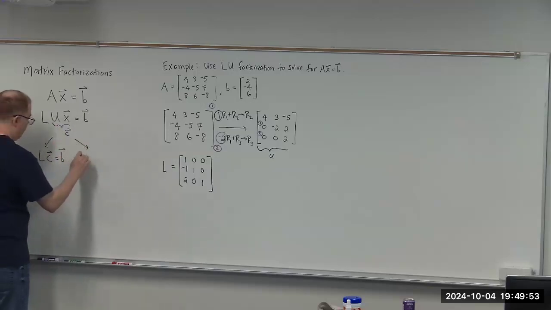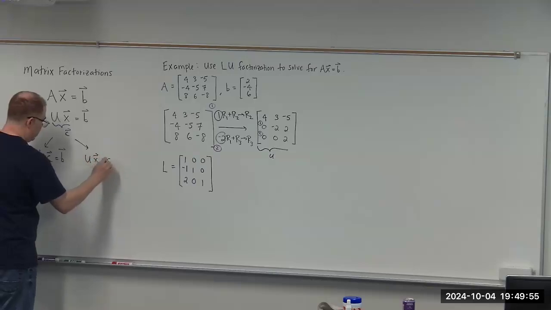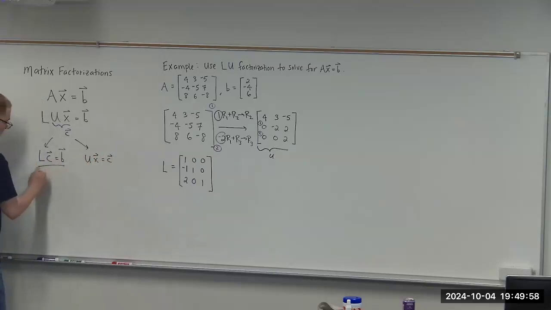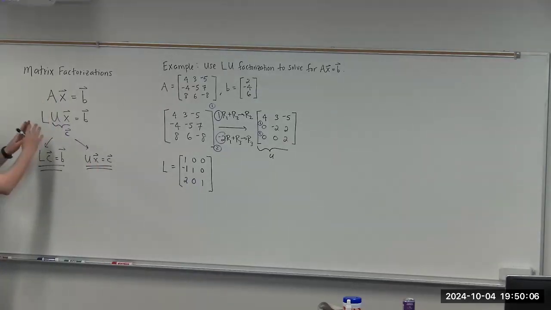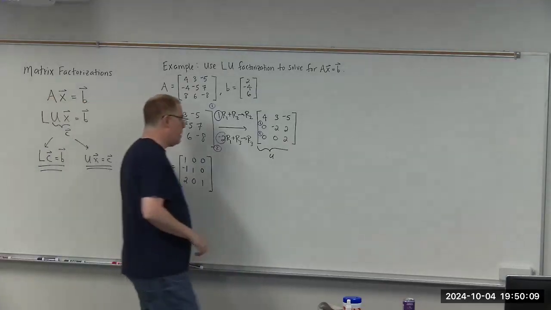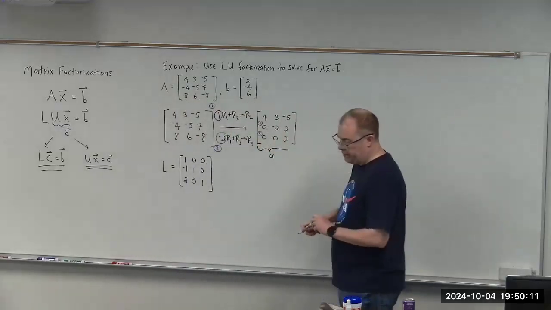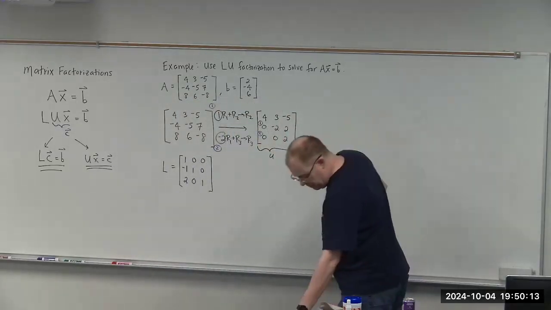Then we have UX equals C. We have this system, right? And then we can solve for C. Once we solve for C, we can solve for X. So again, this is called decoupling a system. All right, so let's apply that to what we have here.